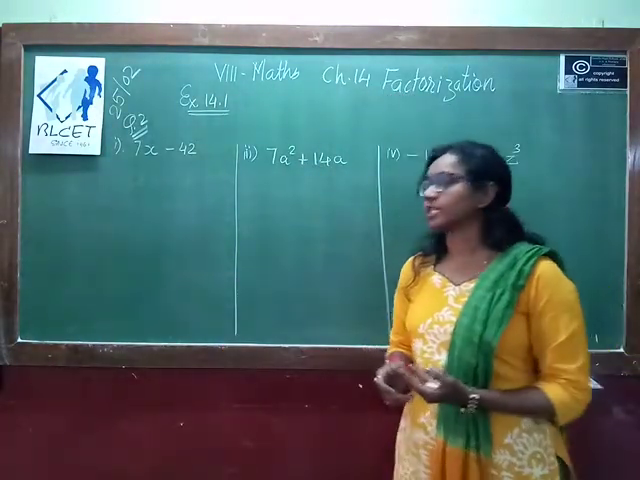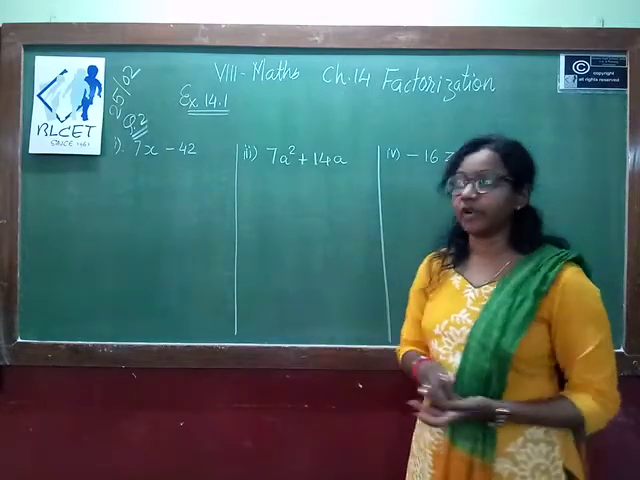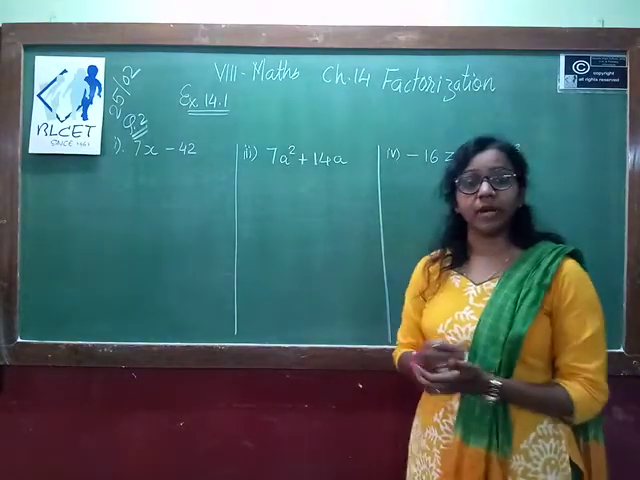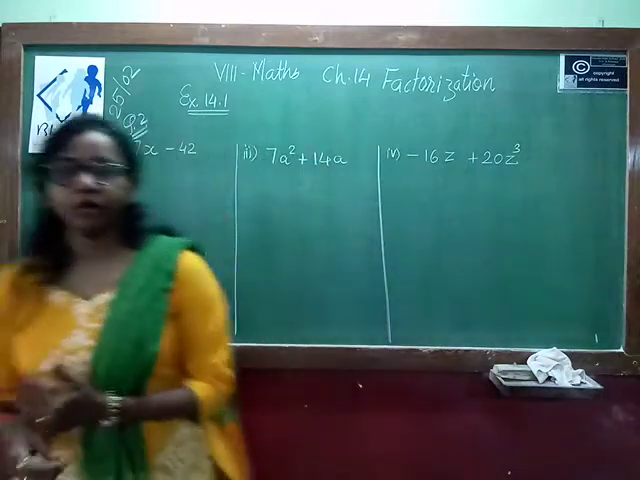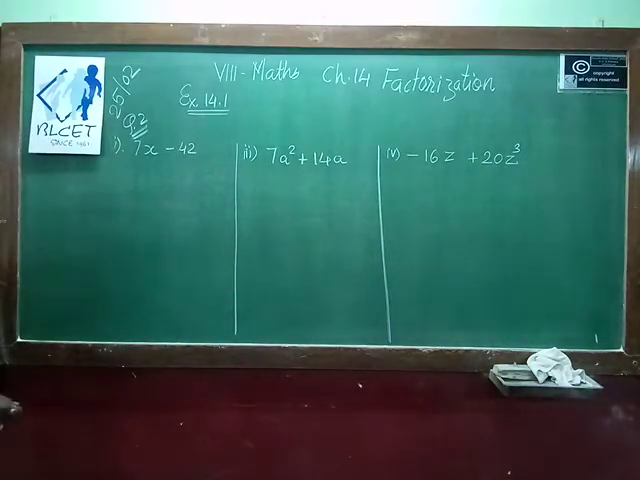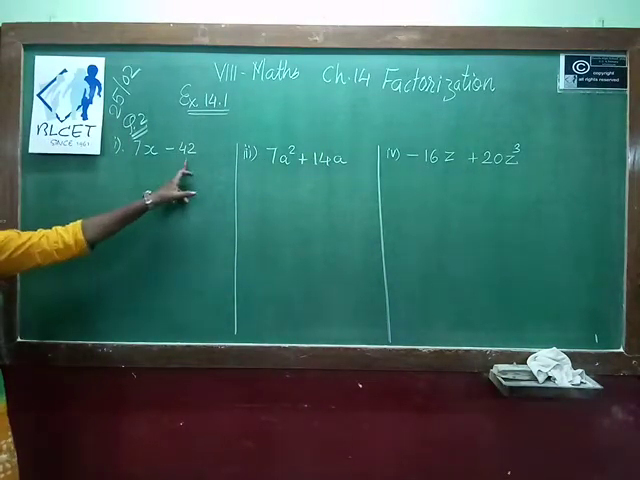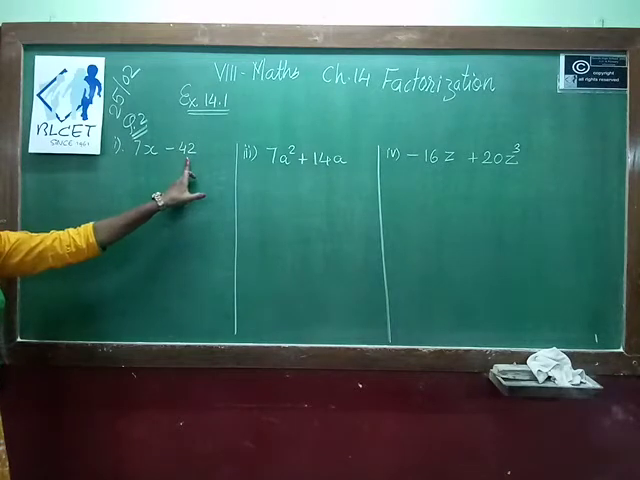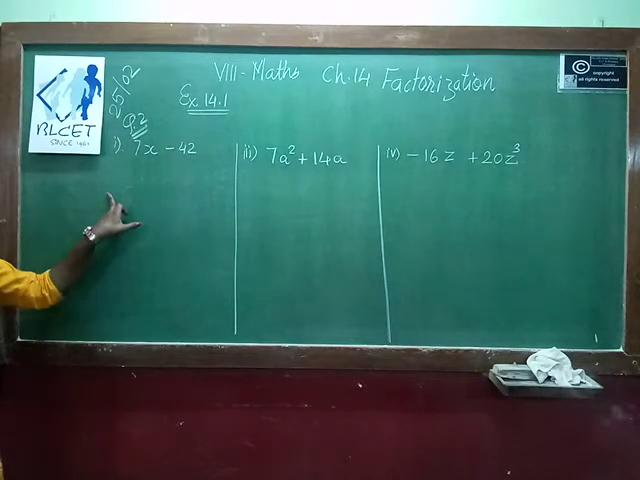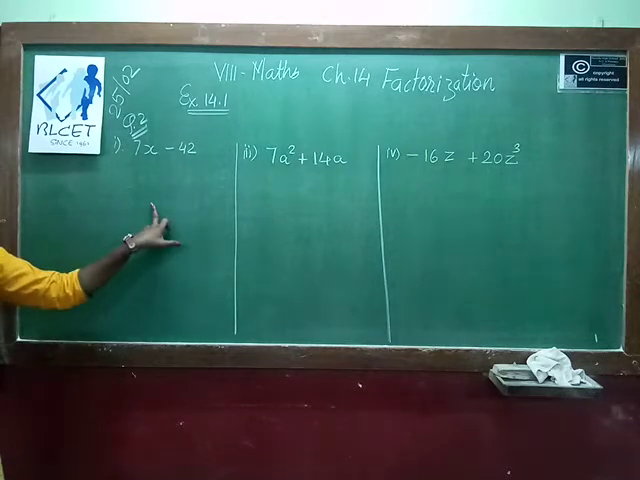Now we move on to the next question. Question number 2. We have to do the factorization of 7x minus 42. So what do we have to do first? We have to find the factors of 7x and then the factors of 42. Then we take out the common factors and whatever is left we keep in the bracket.